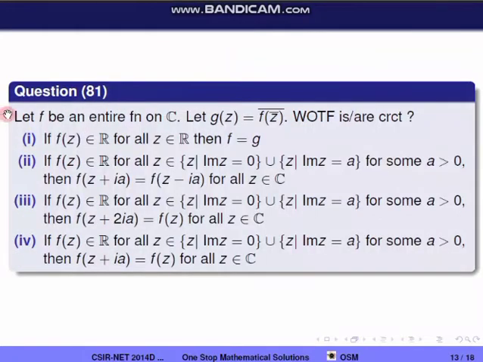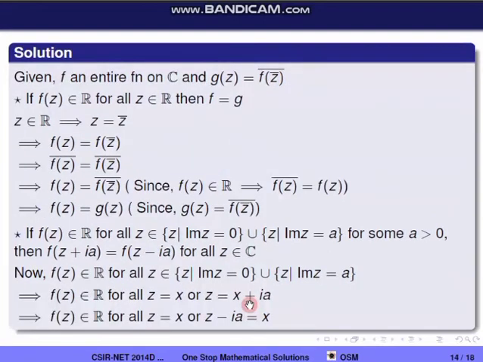Next question, question 81. Let f be an entire function on C. Let g of z is equal to the conjugate of f of z conjugate. Which of the following is or are true? So they are given an entire function f and a new function g is defined based on f. Then we have to find which of the options is true. So we'll check the options one by one now.